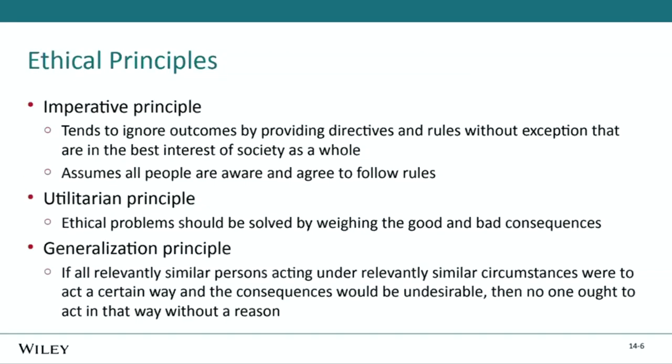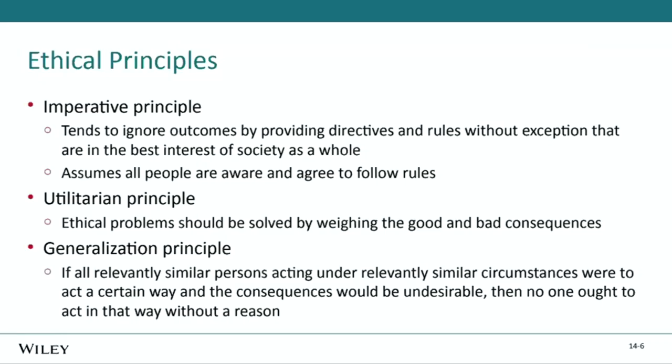There are various ethical principles, and again, you should have probably come across these in a business ethics course or a philosophy course. Three of the biggies: the imperative principle, which tends to ignore the outcomes, simply provides directives and rules without exception that are in the best interest of society as a whole. So there are certain things you cannot do, and there are no exceptions. You cannot murder people. Well, that seems pretty good, but no exceptions. It assumes all people are aware of these rules and agree to follow the rules.